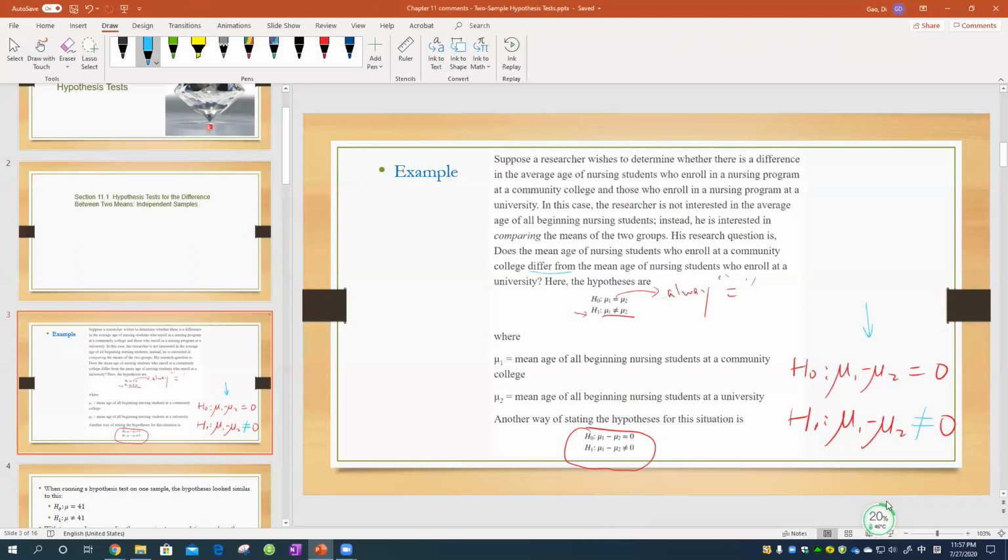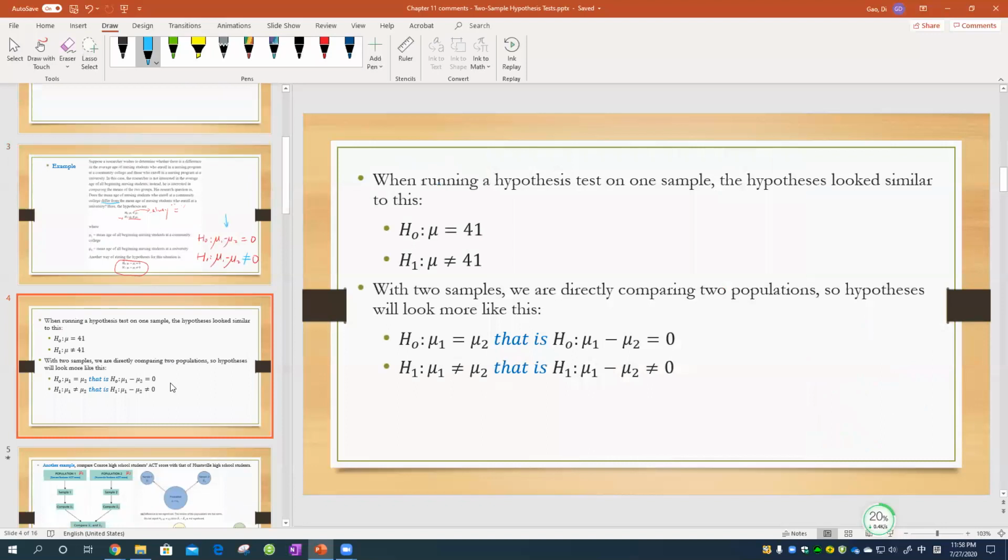When you see differ from, then you have not equal, two-sided. And then you can have more than or smaller than, and then you need to justify what sign to use. So there are 3 scenarios: does not equal, more than, or smaller than, like before. This is more like the introduction of the two sample case.